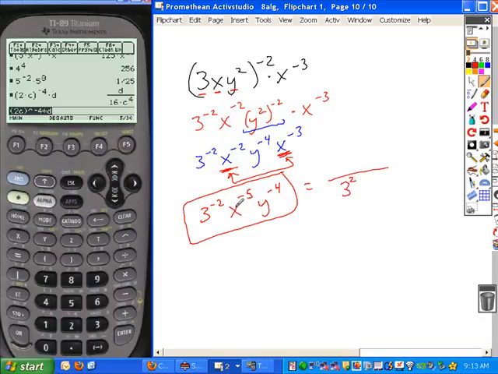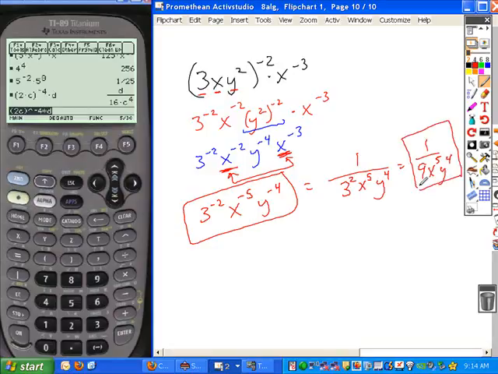What are we going to do with this base of x? Move to the denominator and change the sign. What are we going to do with this base of y? Move it to the denominator, change the sign. Can't leave a fraction empty in the numerator, so we'll write a 1 there. And now we can simplify one little bit more. 3 squared is 9. X to the 5th, y to the 4th.